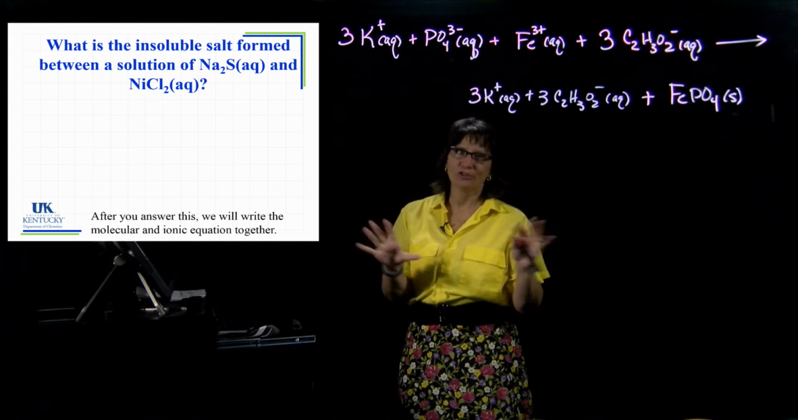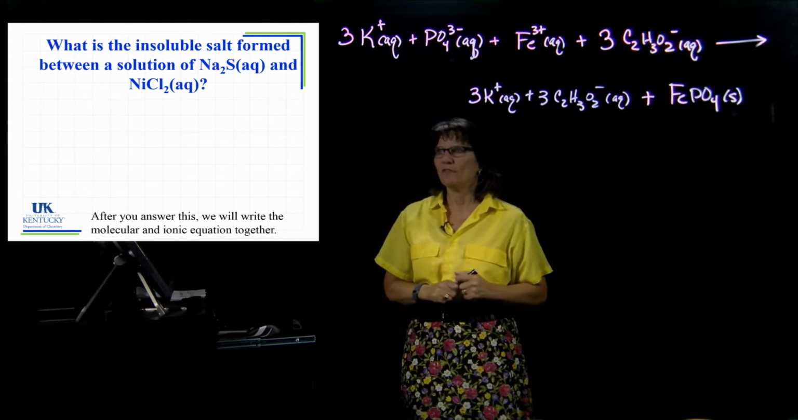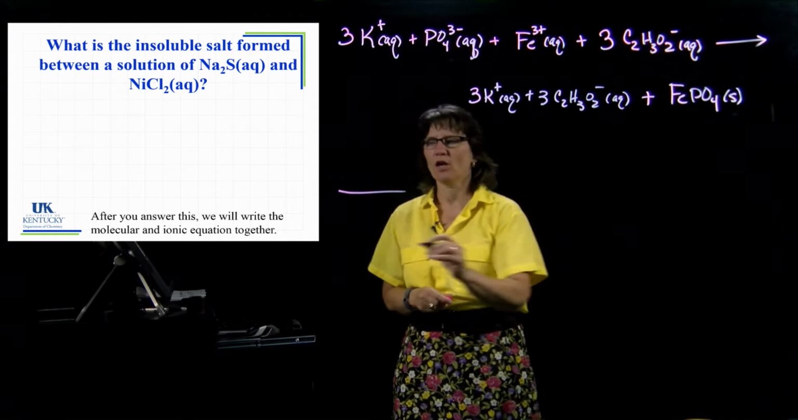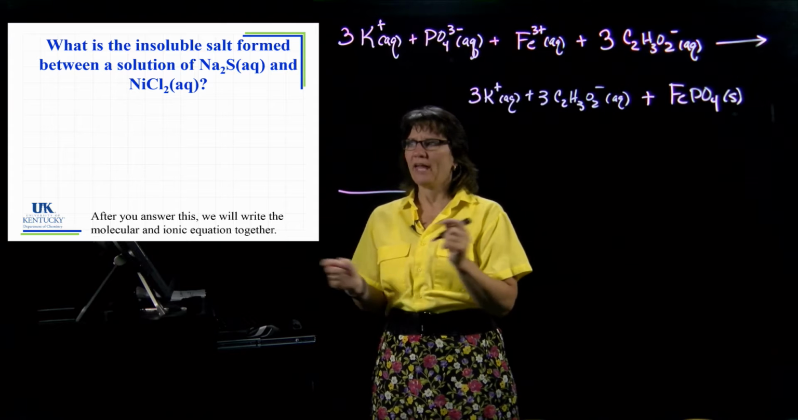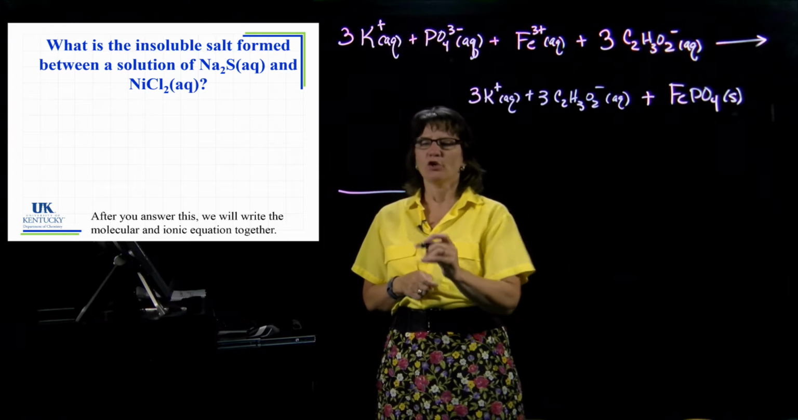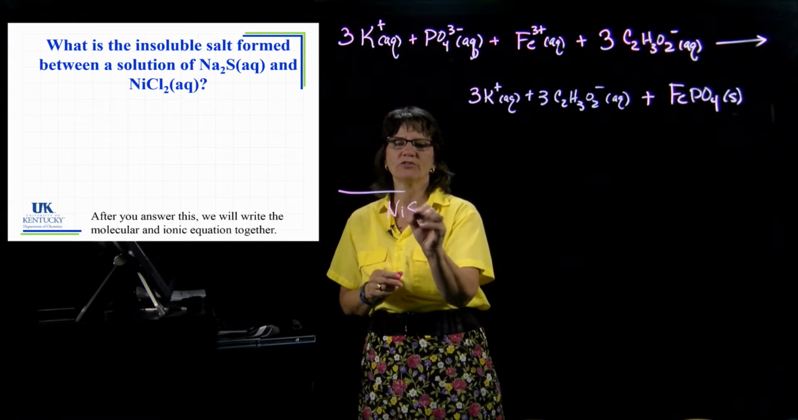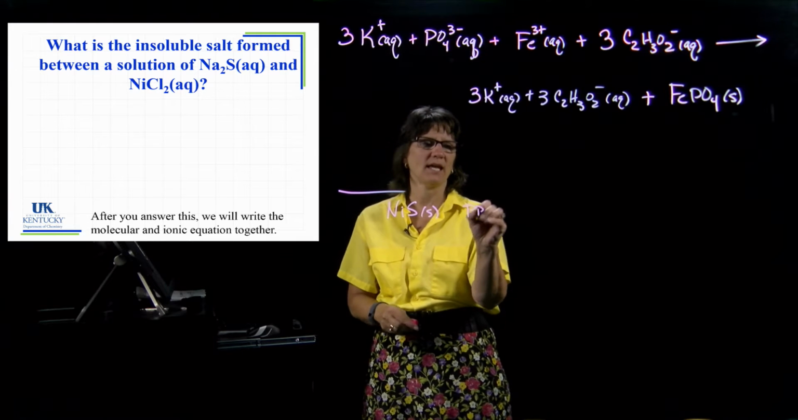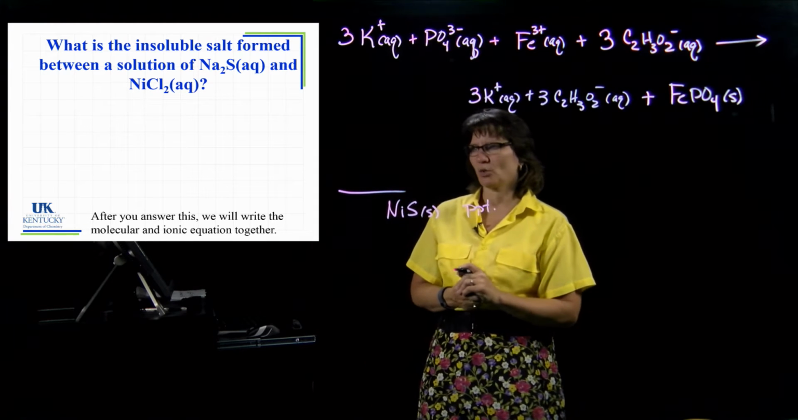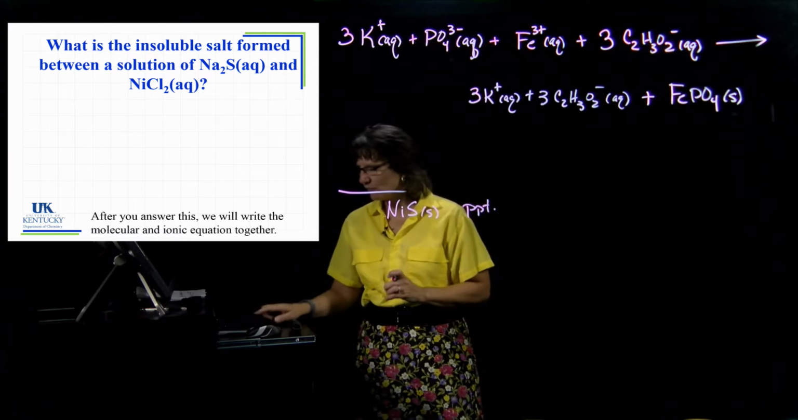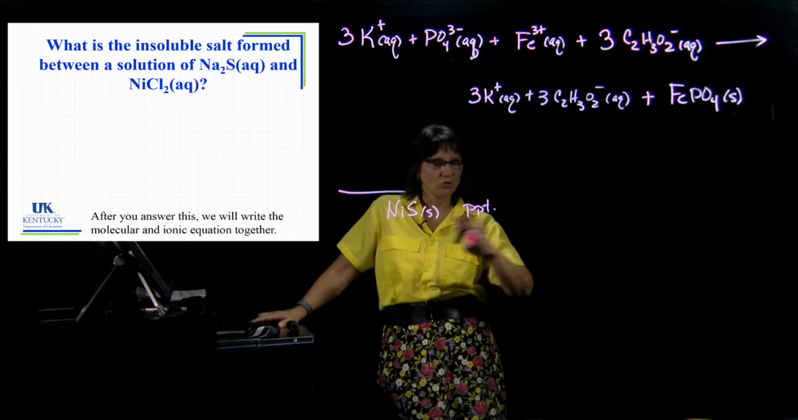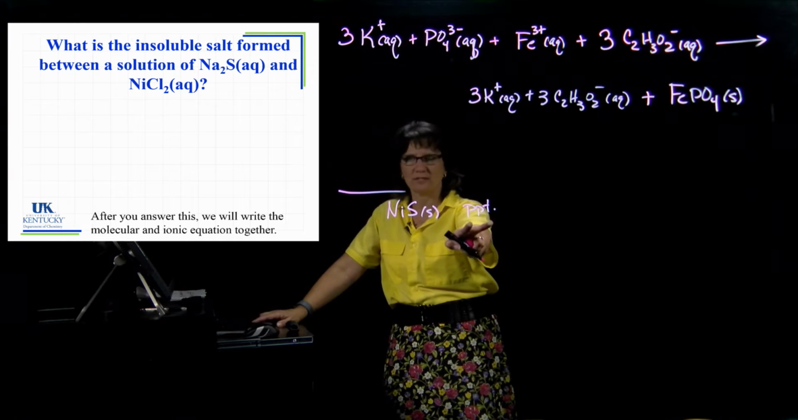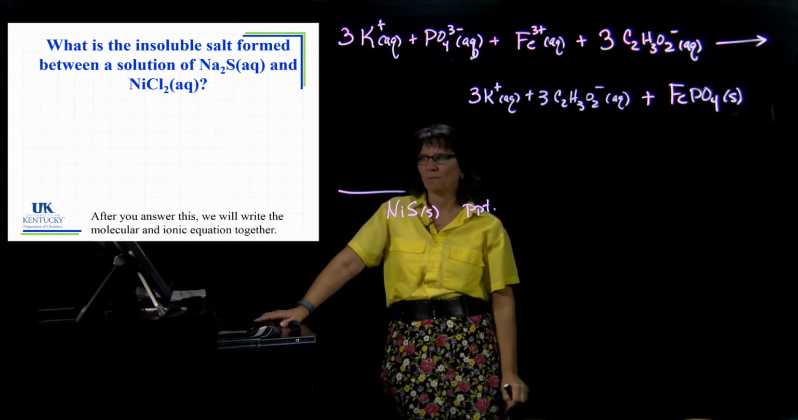Okay, hopefully you took the time to do that. I'm going to leave myself some space up here. If you followed the rules for that one and you do a partner swap, you're going to get nickel sulfide as the solid that would form. This would be the precipitate that would form in that reaction. But this is just a formula for the precipitate, which is what we figured out.